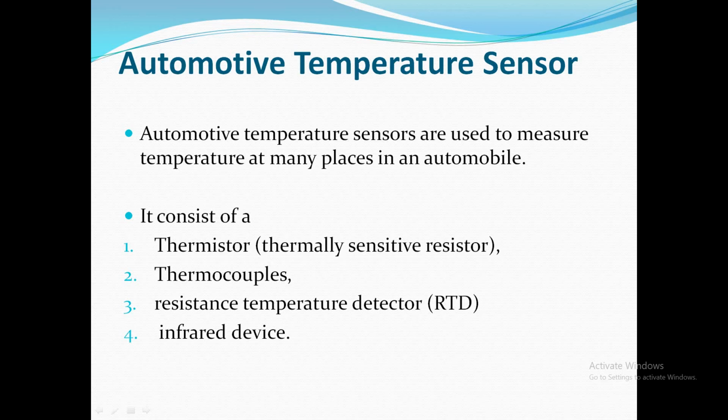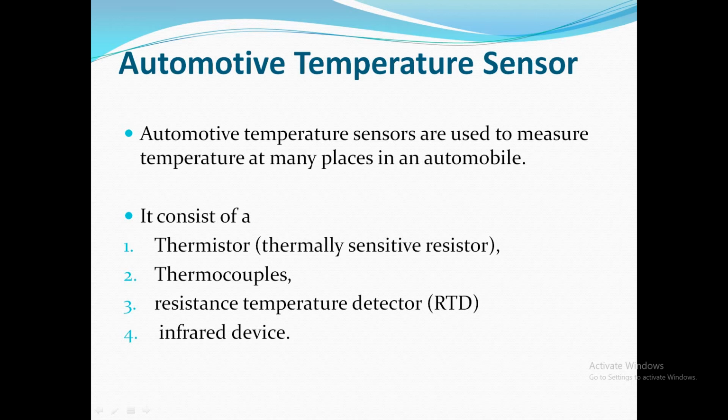Automotive temperature sensors are used to measure temperature at many places in an automobile and usually consist of either a thermistor, which is a thermally sensitive resistor, thermocouples, resistance temperature detectors, or infrared devices. Thermocouples are usually used for higher temperature measurement, such as exhaust gas temperatures, and infrared sensors are used when direct contact with the object being sensed is undesirable.